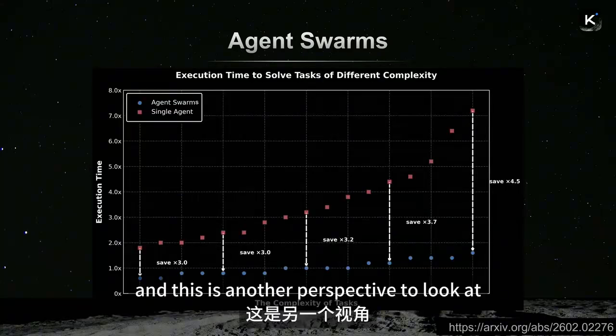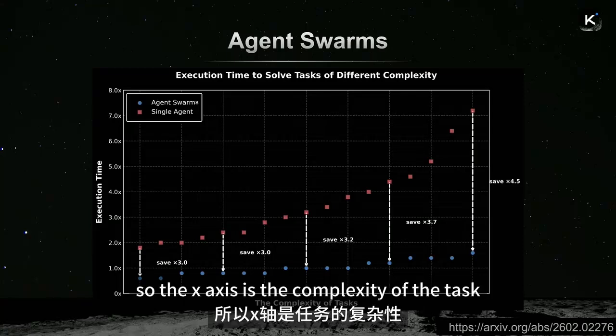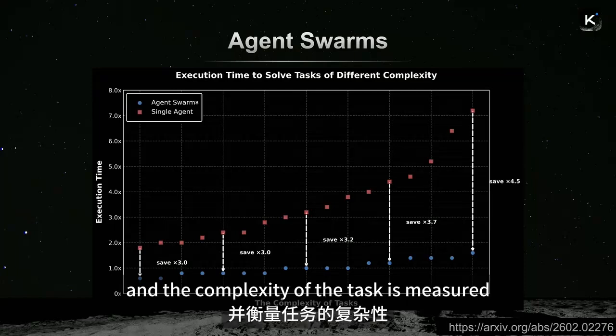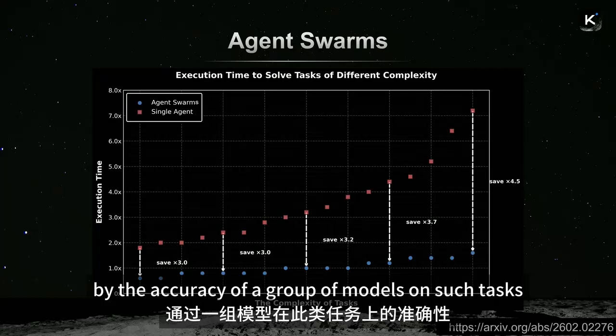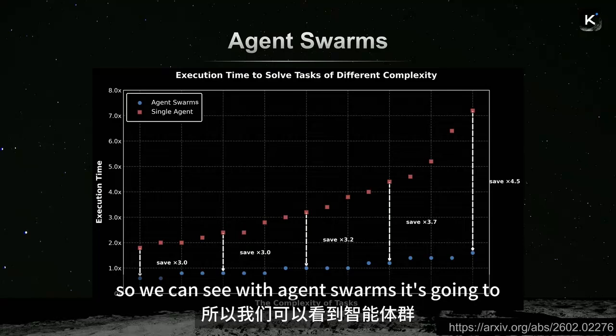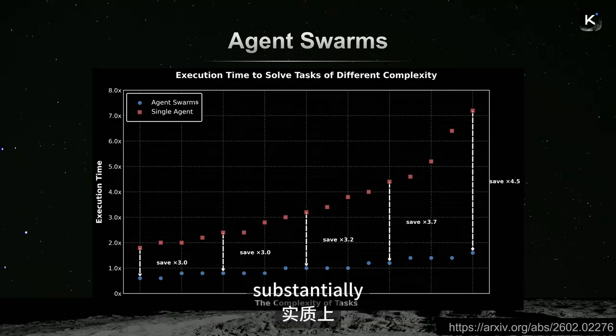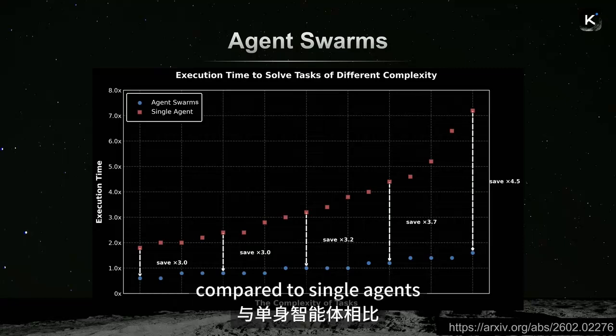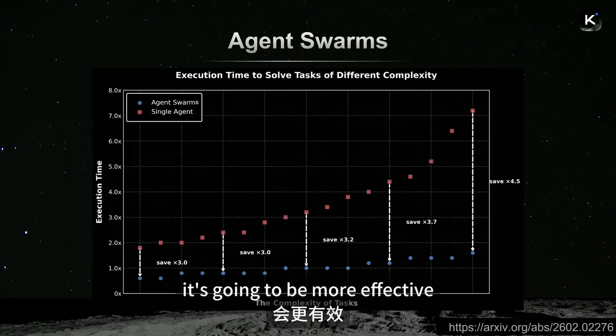And this is another perspective to look at this new paradigm. The x-axis is the complexity of the task, and the y-axis is the execution time. And the complexity of the task is measured by the accuracy of a group of models on such tasks. So you can see with agent swarms, it's going to substantially reduce the execution time compared to single agents. It is going to be more effective.